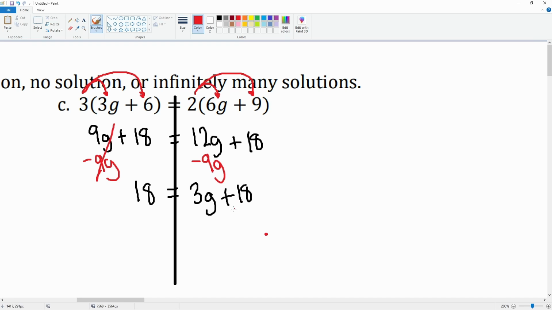To get rid of the plus 18, we want to subtract 18 from both sides. Don't freak out. What's 18 minus 18? This gets you a 0. This is still 3g. You're not done. How do you get rid of the 3 in front of the g? It's attached to a multiplication, so you want to divide. Divide both sides by 3. 0 divided by 3 is still 0. On the right-hand side, it is g. So g equals 0.